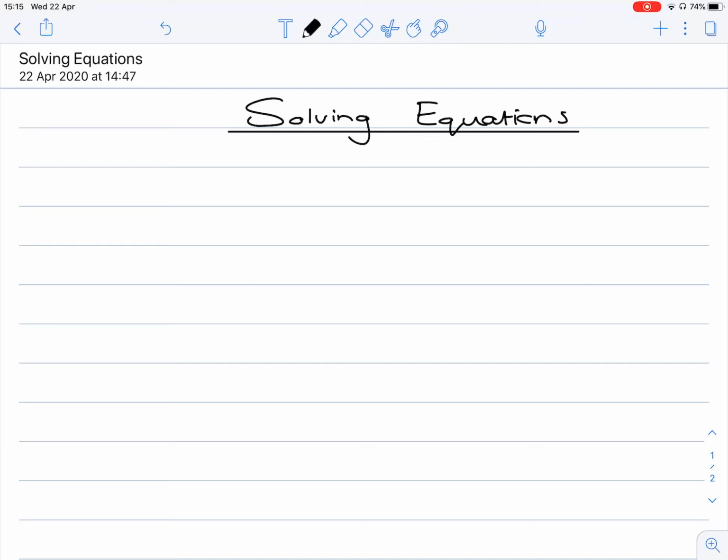In mathematics, we are required to solve equations. It's quite easy if I tell you, what is 2 plus 3, and you'll immediately shout and tell me it's 5, and that's correct.